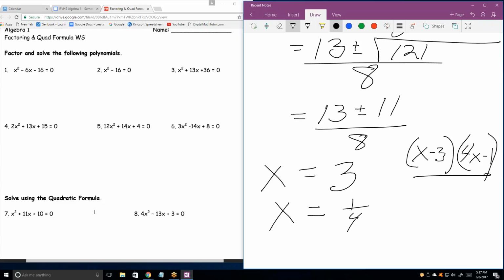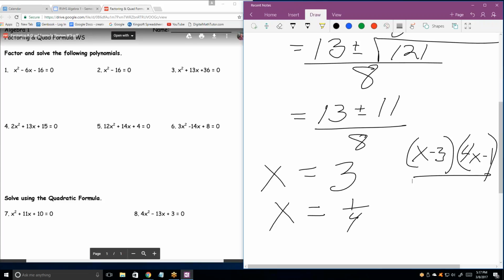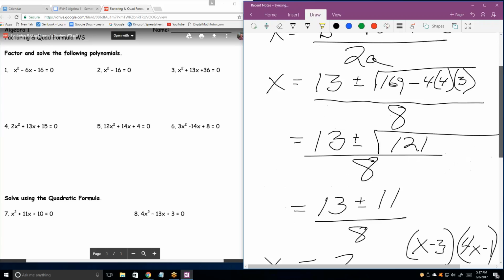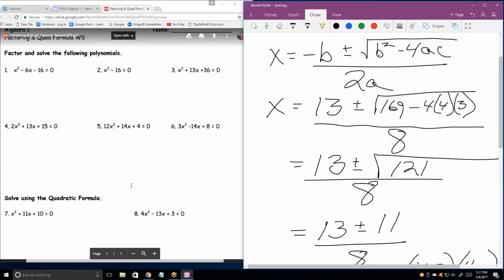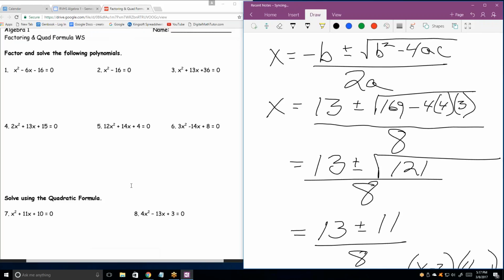And it probably would have been easier to try to factor it. It wouldn't have been that hard to factor. The only reason I didn't even try was because the instructions said use the quadratic formula. Okay.